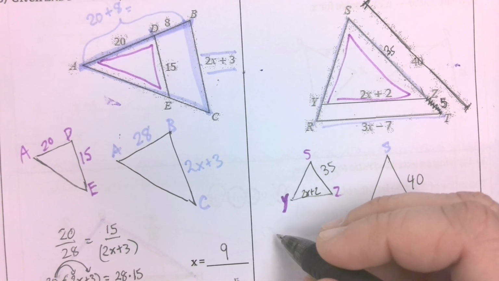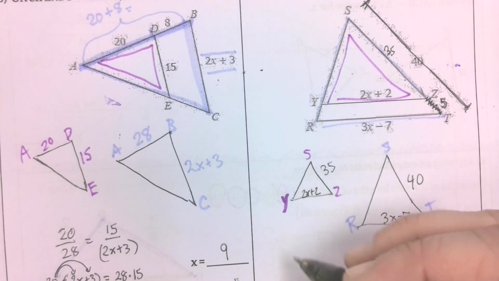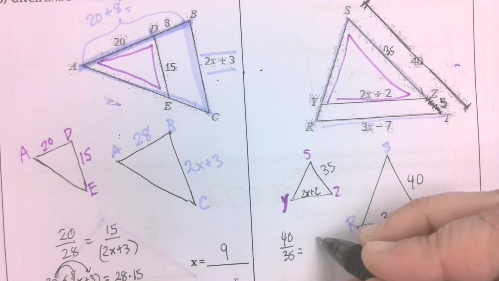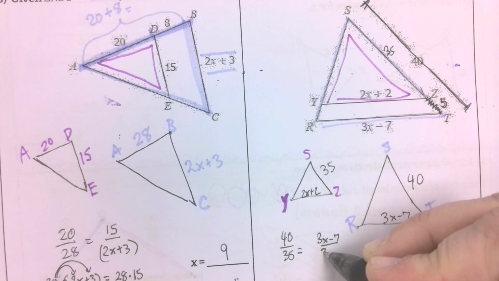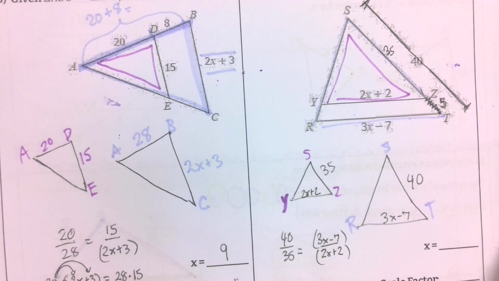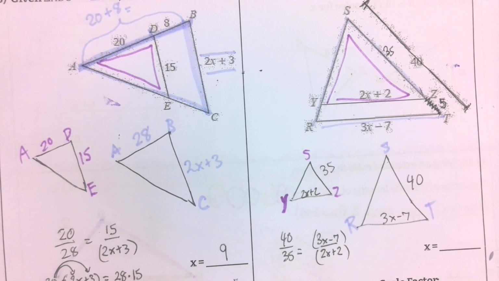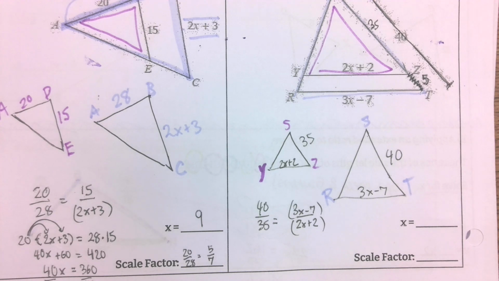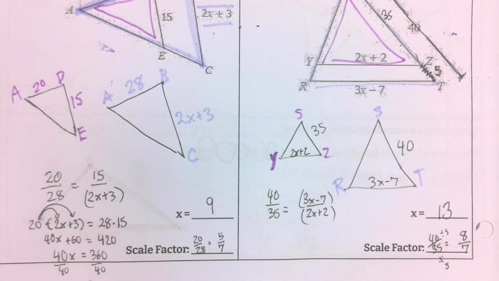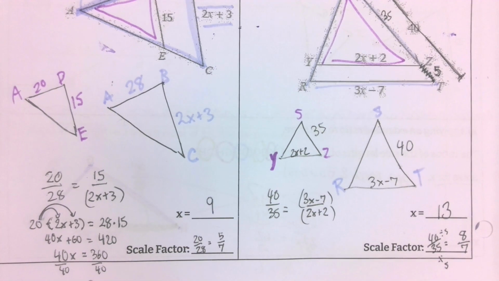Right, I'm going to go this way to this way, blue to pink this time. 40 over 35 is equal to 3x minus 7 over 2x plus 2. Okay. Put those in parentheses. Make sure you cross multiply to solve, right, and get your scale factor. Why don't you take a moment to solve that out on your own? So hopefully you got x is equal to 13 by cross multiplying and distributing to solve. And your scale factor, remember you take the one that does not have the x in it, and you simplify to get your scale factor.